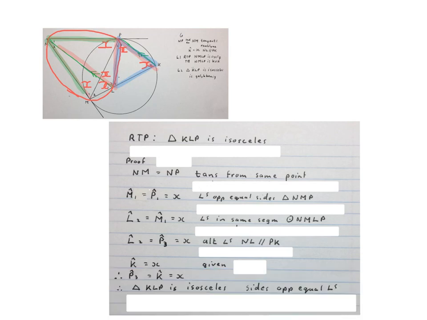Then we can write triangle KLP is isosceles, sides opposite equal angles. Because those two angles are equal, the two blue sides over there will be equal. Stop the video and get your brain around this.